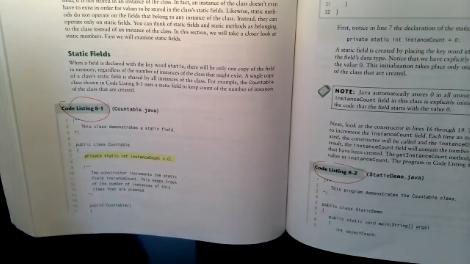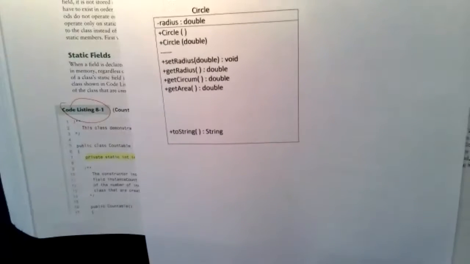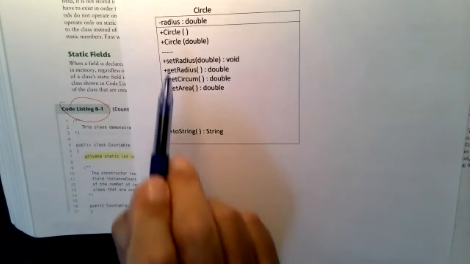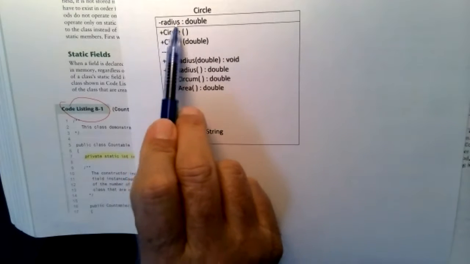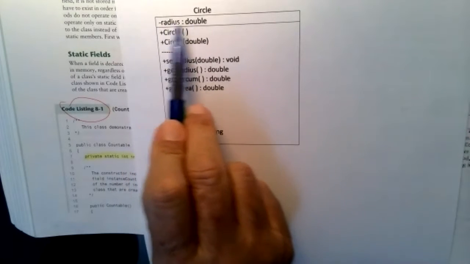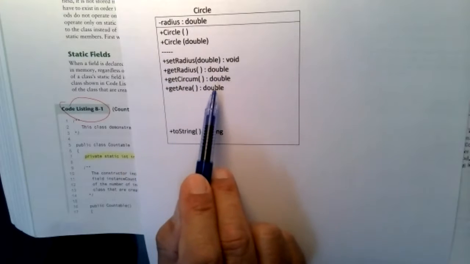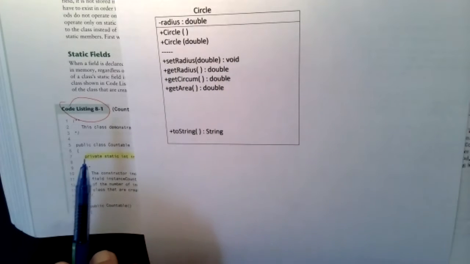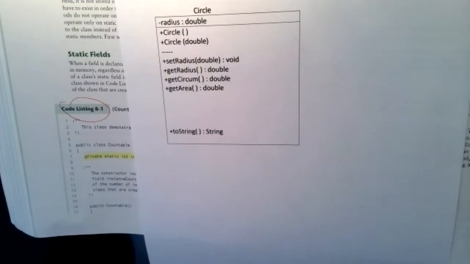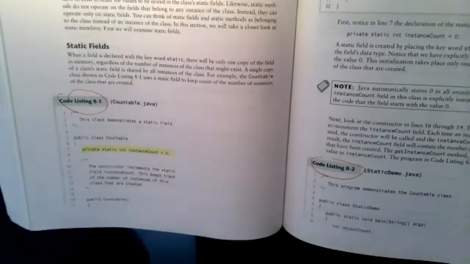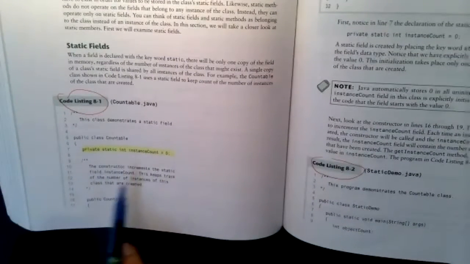Going back, if I gave you a UML chart that looked something like this, all of a sudden we start talking about fields. That's radius. We only have one field here. And methods. That's all of these guys below. So these are members of a class, the fields and the methods. Okay, so what does static do? Well, this is kind of neat, kind of clever.